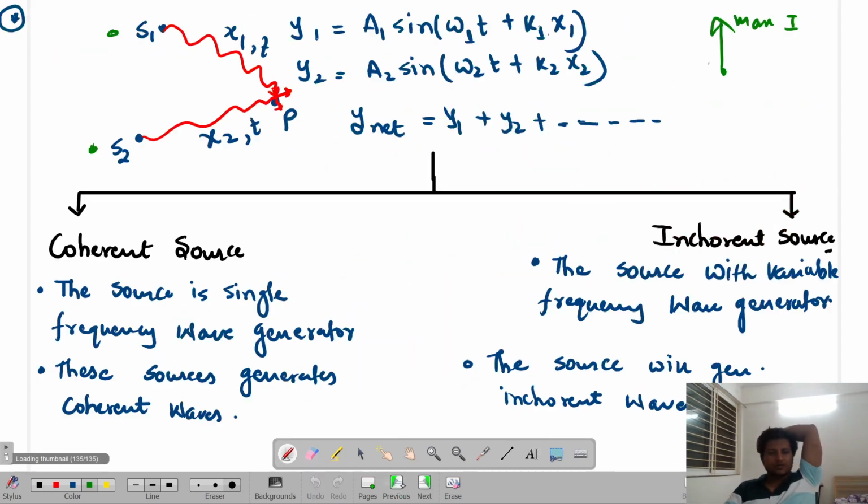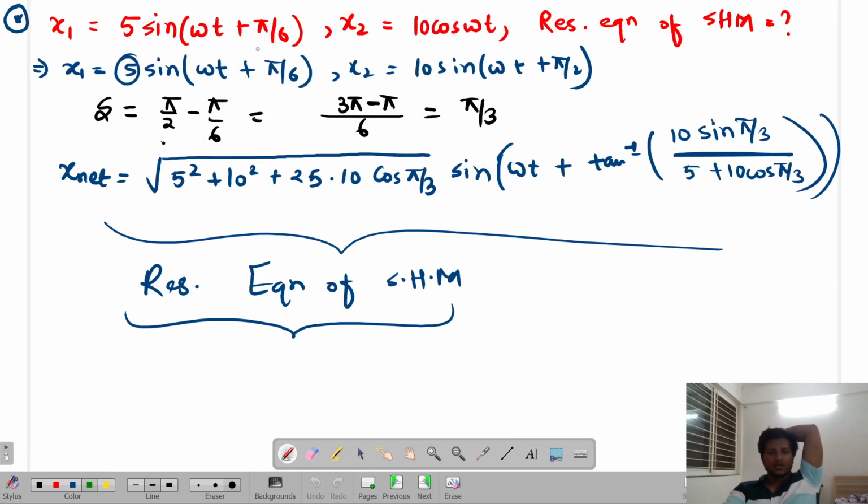Just like we did in this question, here there was one term, here there was one term, so that is delta phi. This delta is working like a delta phi over here. Are you able to get me?